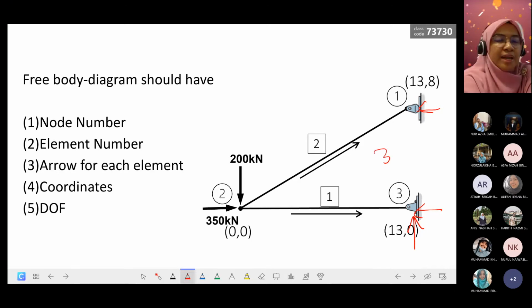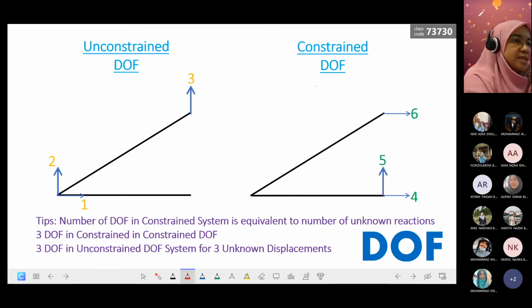Sebab ada pin dengan ada roller. So 3 ni kita ambil, letak pada constraint. Lepas tu baru letak kat unconstrained. Ya, sebab setiap node mesti ada 2. Jadi bila dah ada 1 dekat constraint, tak cukup lagi 1. So yang tak cukup tu kena letak kat sini.